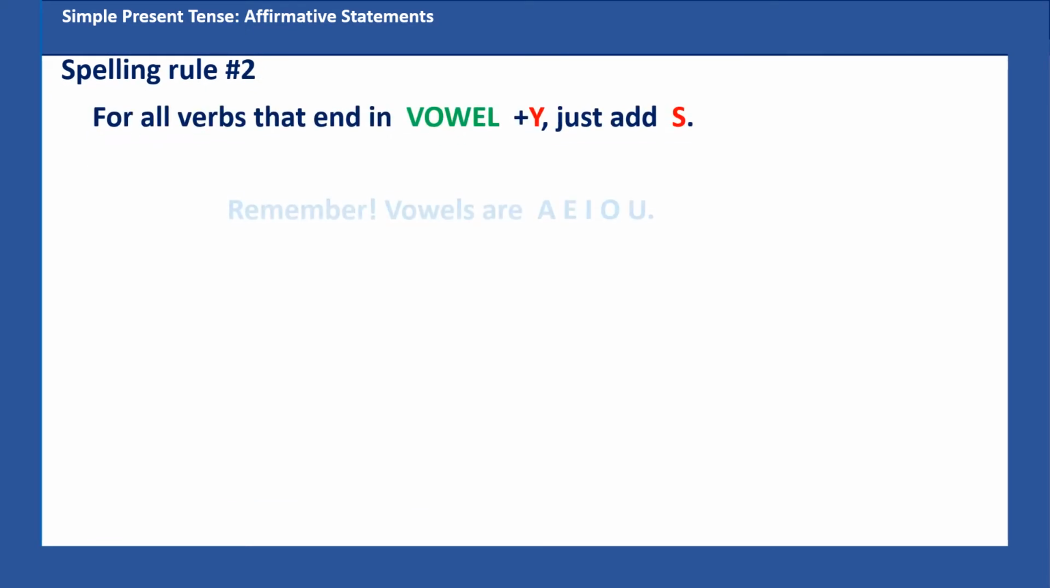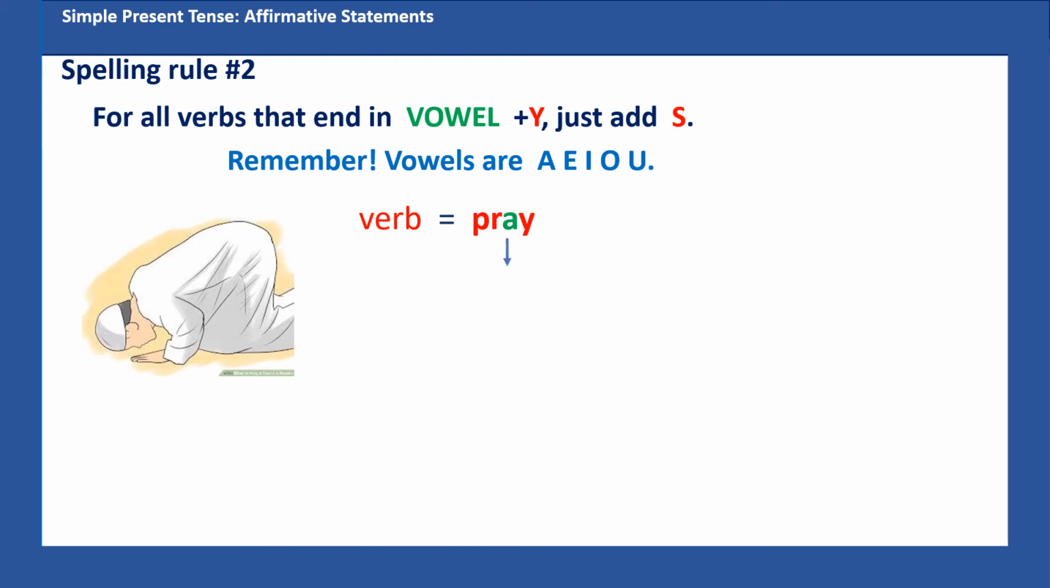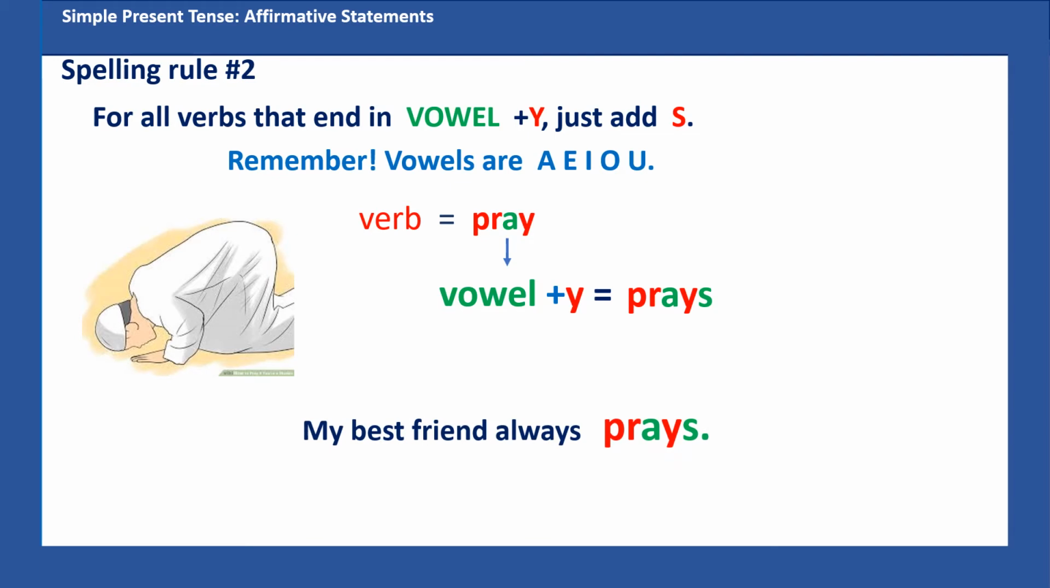Now, let's look at the verb pray. So you have vowel plus Y. You just add an S. My best friend always prays. Why do we have an S? Because best friend is he or she, and it's one best friend. I always pray. Do we have an S? No, no S, because the subject is I.